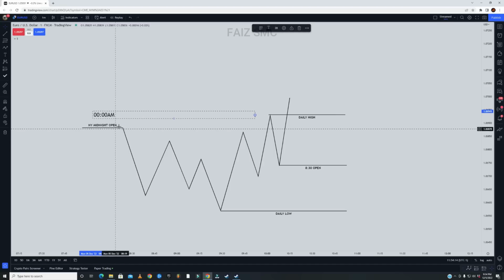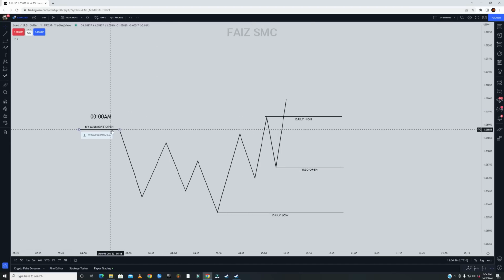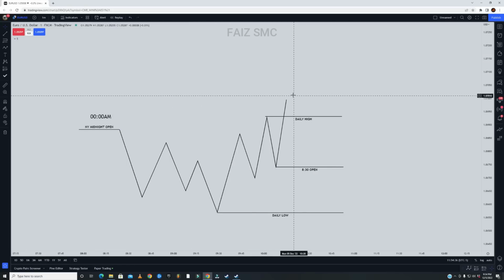Why do we mark out the midnight open? So when price is above the midnight open, you can look for short setups, okay? And when price is below the midnight open, you can look for long setups. When price is below the midnight open, the price is considered to be in a discounted zone. And when the price is above the midnight open, it's considered to be in a premium zone. So you can look for short positions.